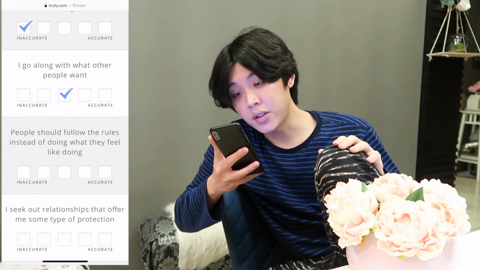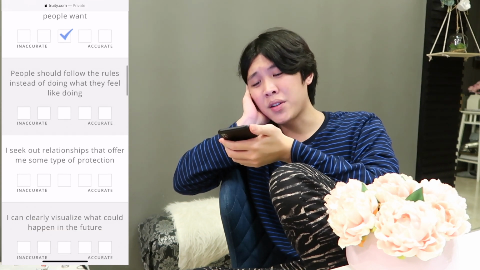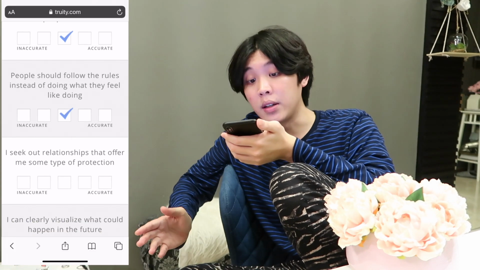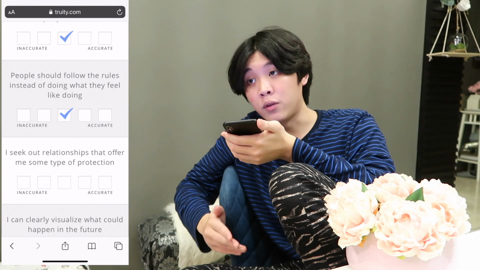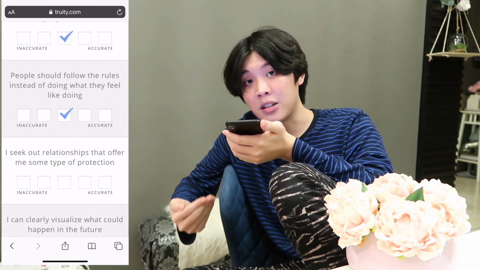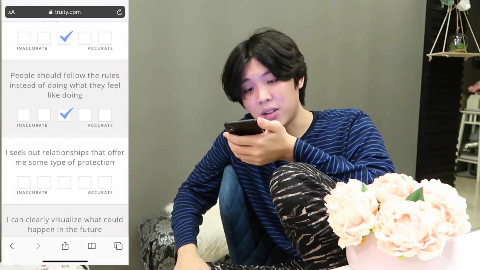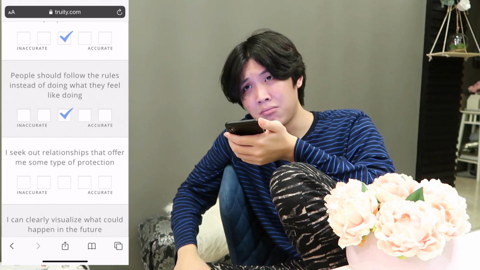People should follow the rules instead of doing what they feel like doing. I'm gonna go with neutral for this because depending on what the person is doing, sometimes it is really important to follow the rules and regulations, and other times rules and regulations are honestly just pretty dumb. So neutral. I seek out relationships that offer me some type of protection.